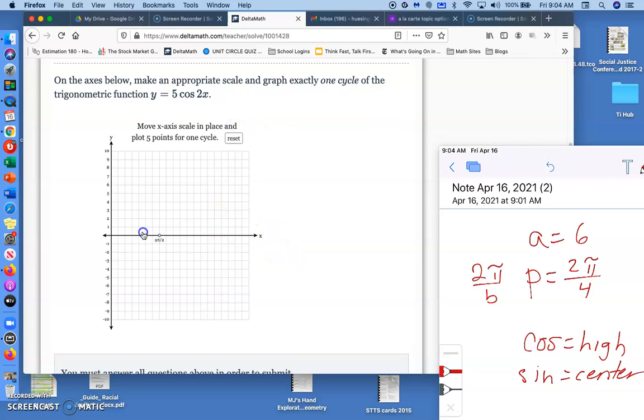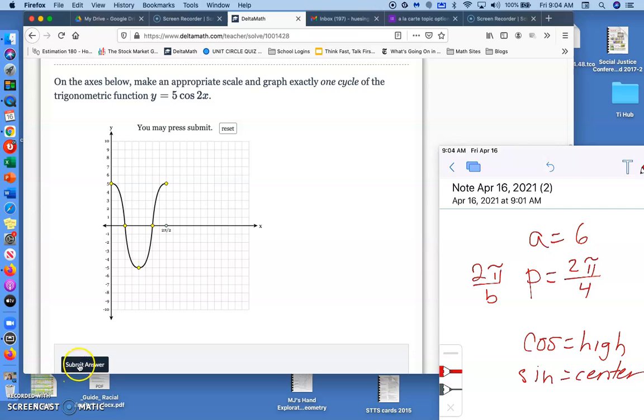And so I could drag this out. I could say here's going to be my first mark, my second mark, my third mark, my fourth mark. Cosine, so cosine starts at 5. So 5, but rather than going over 1 for the next one, I'll go over 2. Just to make it a little wider, go over 2 more, down to -5, 2 more, back to the center, 2 more, up to the height.